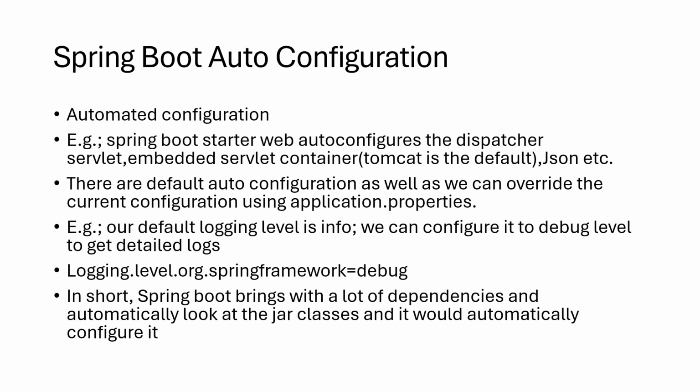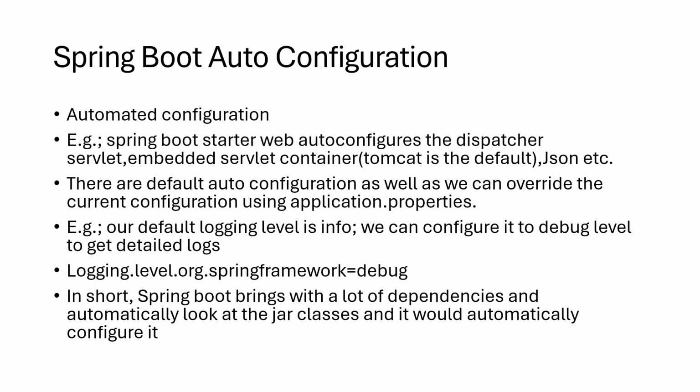There are default auto configurations as well, and we can override the current configuration using application.properties. For example, our default logging level is info. We can configure it to debug level to get detailed logs with the help of application.properties: logging.level.org.springframework equals debug. By adding this line in your application.properties, you will get the debug level, that is a detailed level of logging.